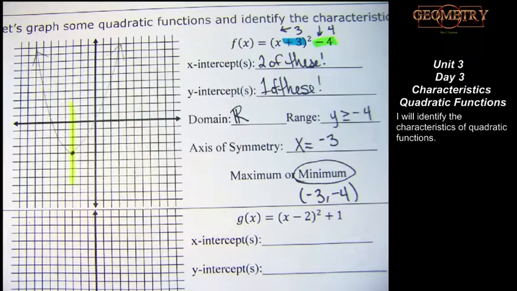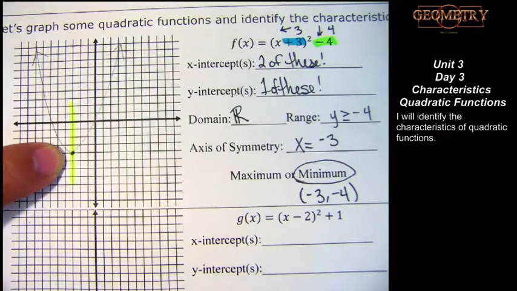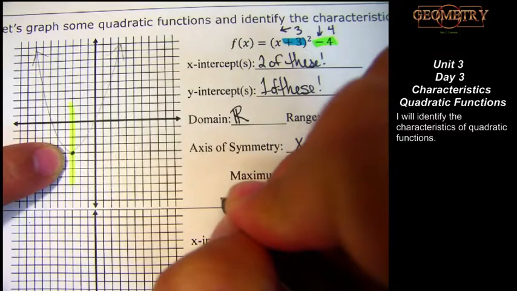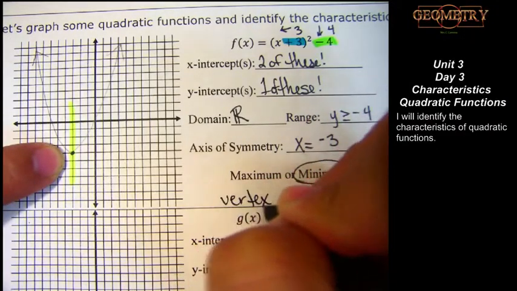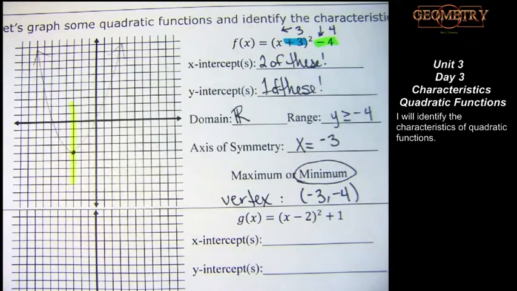Thinking back to absolute value, what did we call this point that axis of symmetry went through? Vertex. Right there. The vertex. Guess what we're going to call it with quadratics? Vertex. Nothing changes.